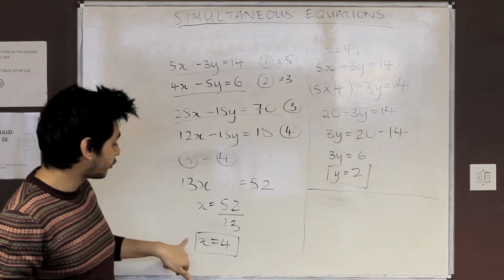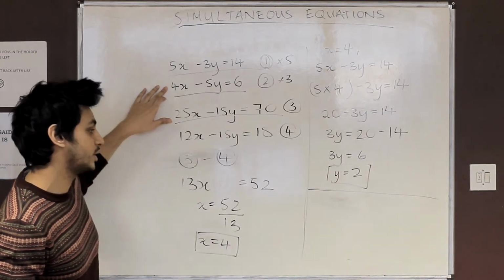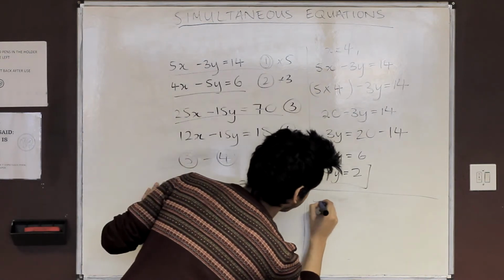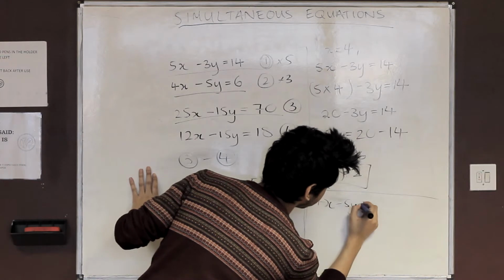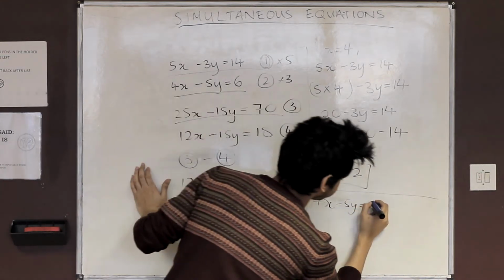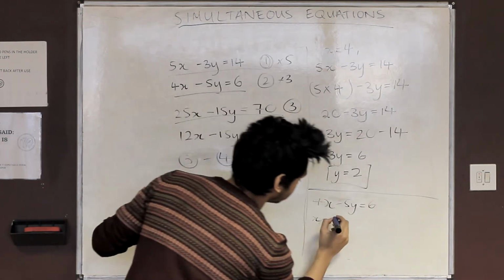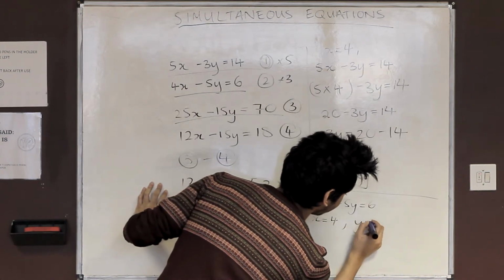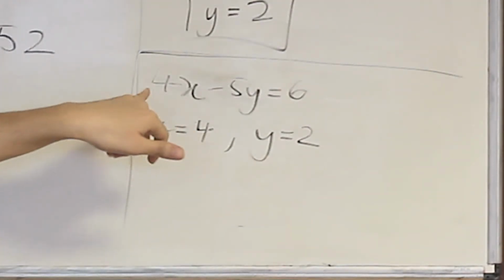Now that we've got a value for our x and y variable, we can check this by plugging this into our second equation. Okay? So I'm going to rewrite this equation: 4x minus 5y equals 6. X is 4 as we worked out, and y is 2. Now if we're correct, both of these values should satisfy this equation.